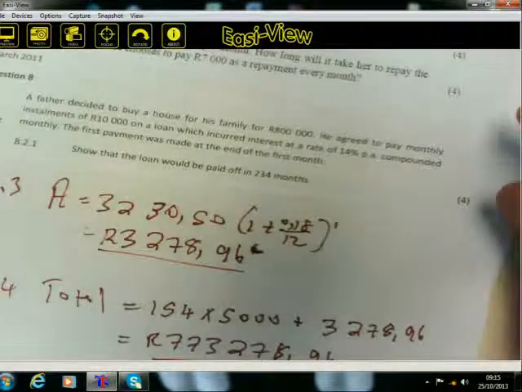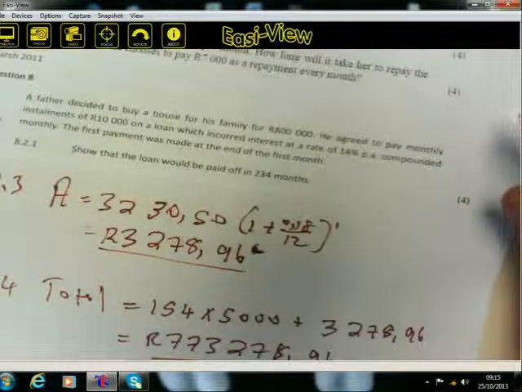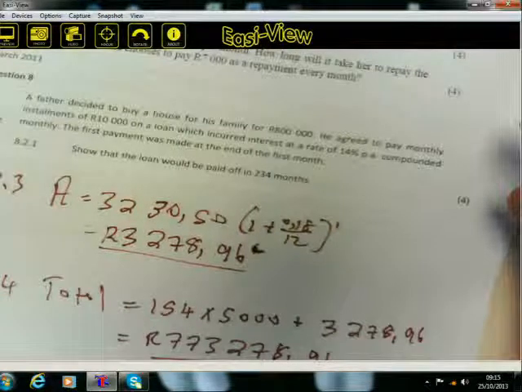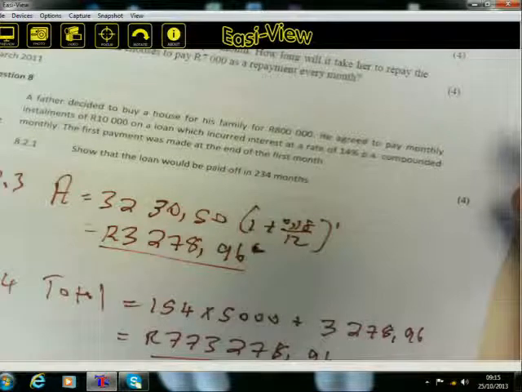Then a father decided to buy a house for his family for 800,000, and then he agreed to pay monthly installments of 10,000 on a loan, which incurred interest at the rate of 14% per annum, compounded monthly. The first payment was made at the end of the first month. 8.2.1: Show that the loan will be paid off in 234 months.